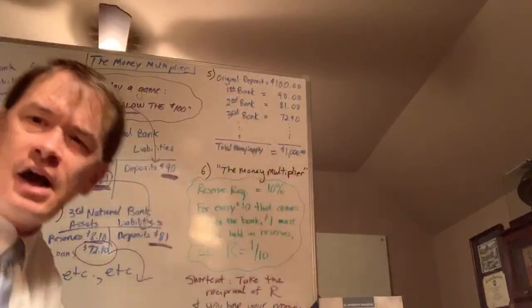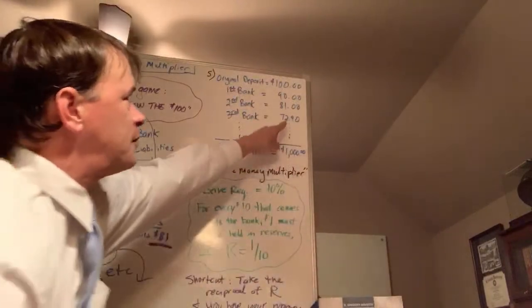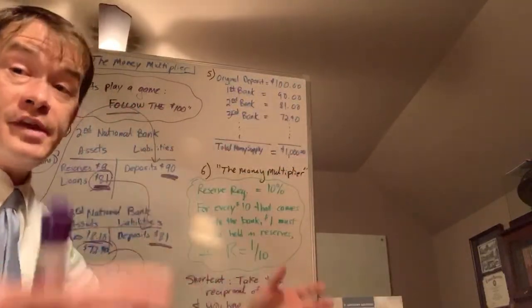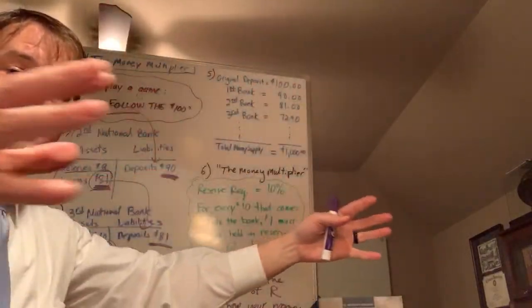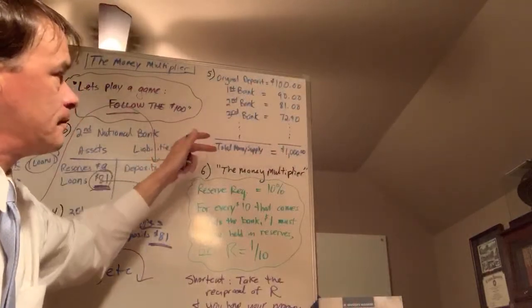If you carry this out, it's like the 10th, I think the 11th National Bank before this becomes zero that they can loan out. That's where the ripples end. $100 into the pond, stone, bloop, ripples, okay? These are the ripples. These are the bands of the ripples.